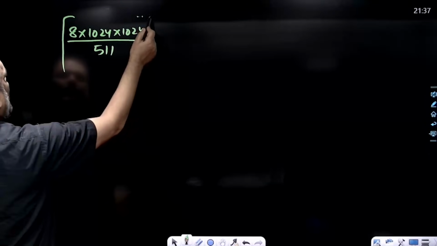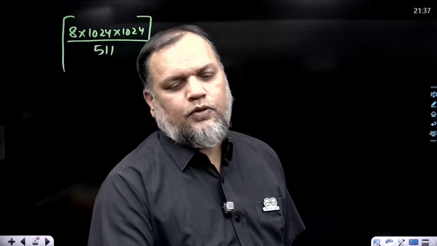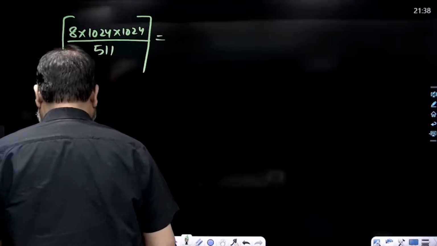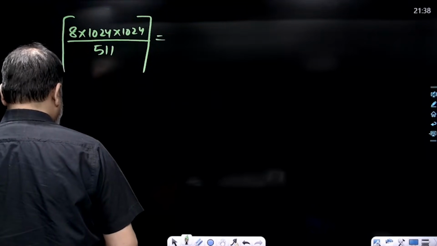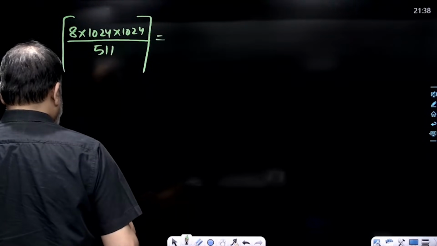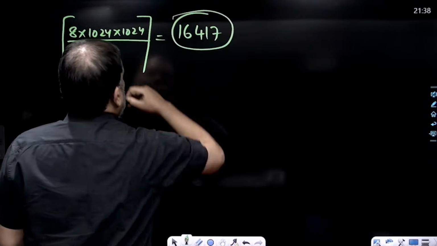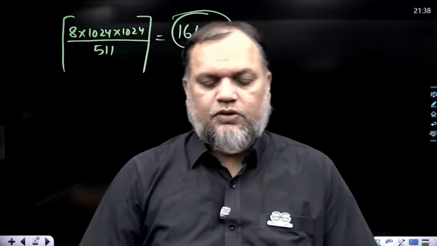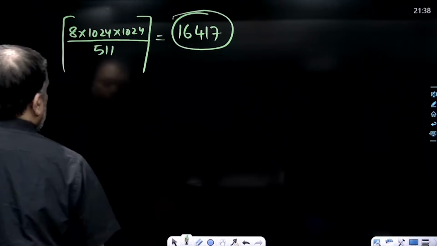You take the upper bound, because if it is point something, then you will have to take a round of it, with internal fragmentation. So if you calculate this value, 8 into 1024 into 1024 divided by 511, it comes to 16417. 16417 blocks are needed. So this is the answer for the question, as a numerical answer type: 16417.